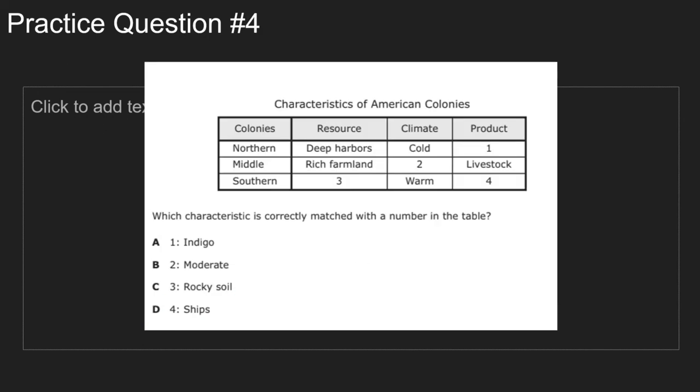Question number 4, characteristics of American colonies. I'm not going to read this whole chart. Which characteristic is correctly matched with the number in the table? You press pause. Here's your answer. Moderate. So let's look at that. Number 2, that's the middle colonies, rich farmland, moderate climate, and they had livestock, right? That makes sense for the middle colonies. Remember I said middle, moderate climate?